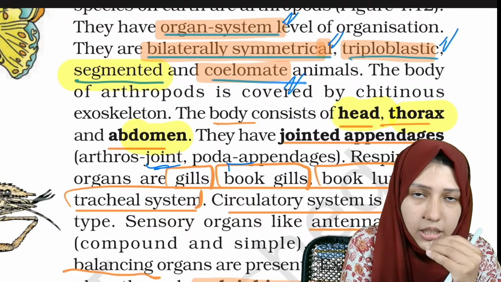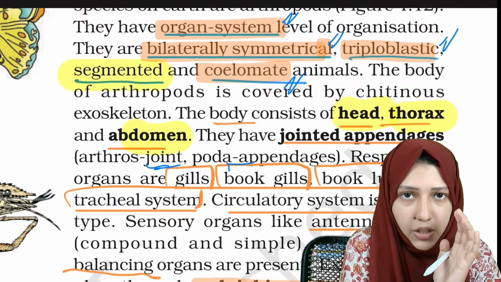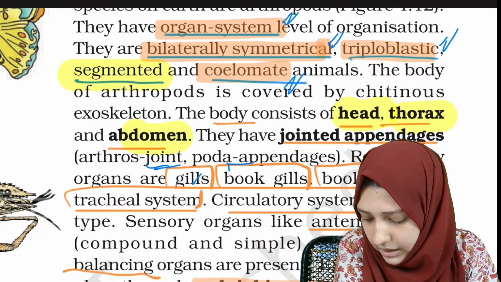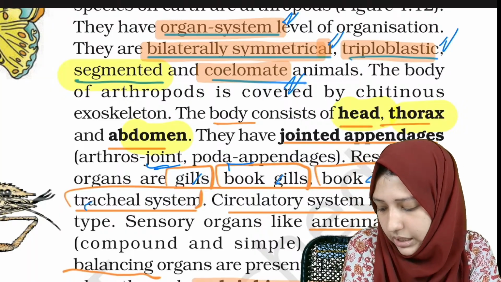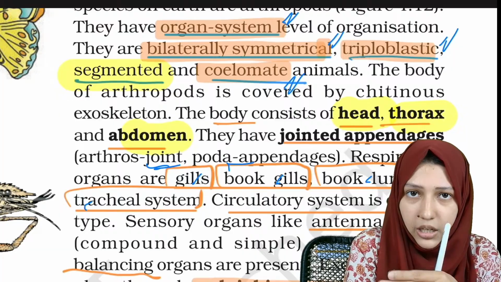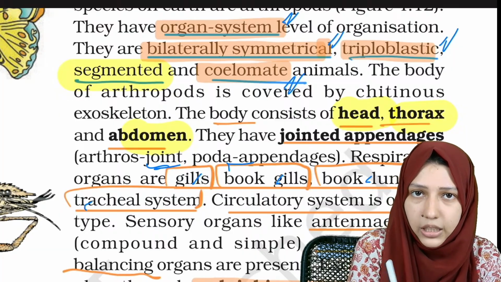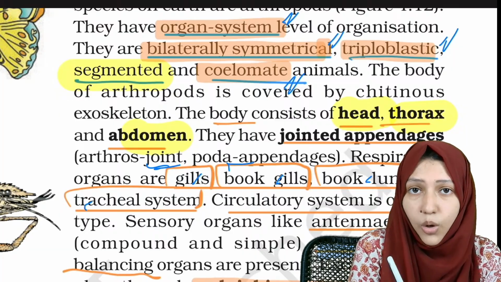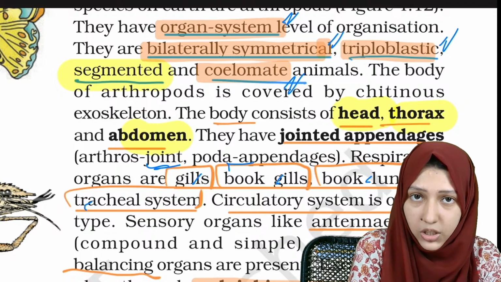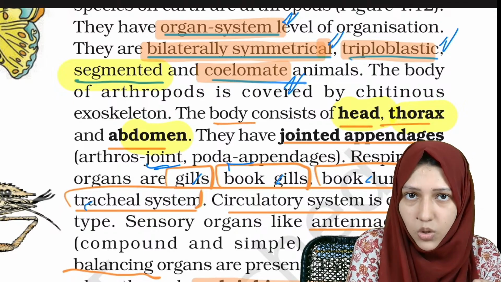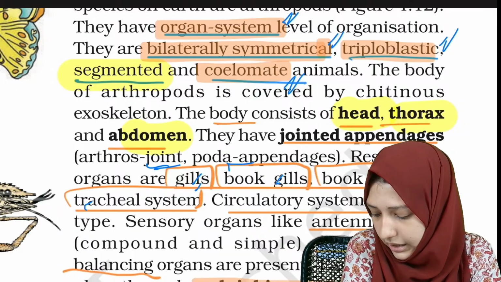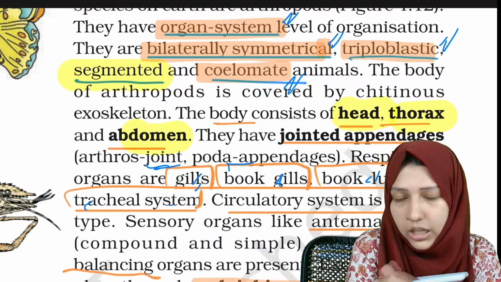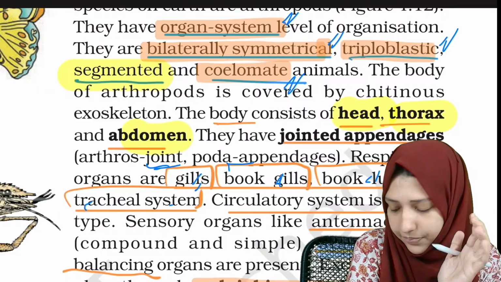Now what are the respiratory organs? Since this has a respiratory system, the respiratory organs are gills, book lungs, and tracheal system. Never in this animal kingdom have we studied, till now, something known as respiratory organs, right? So respiratory organs like gills, book lungs, and tracheal system are seen in arthropoda.